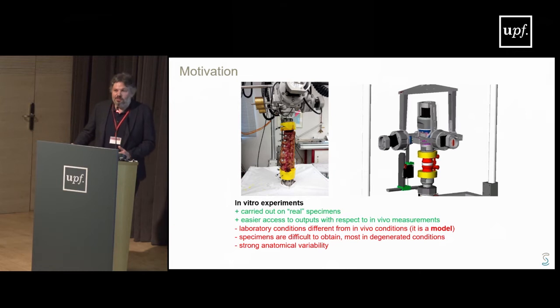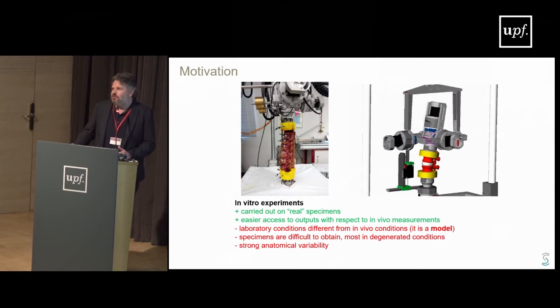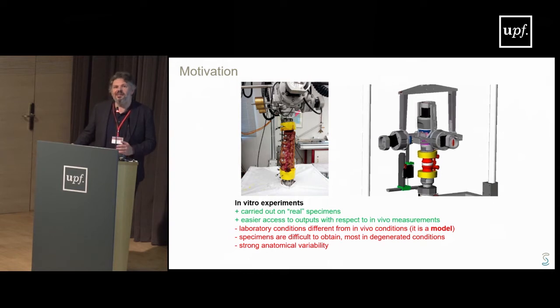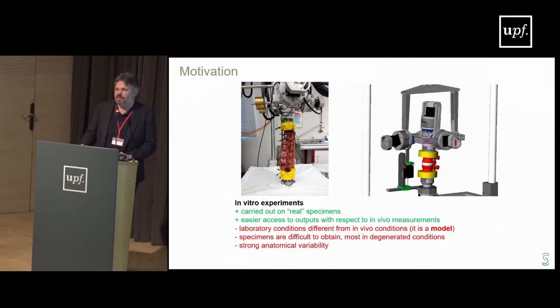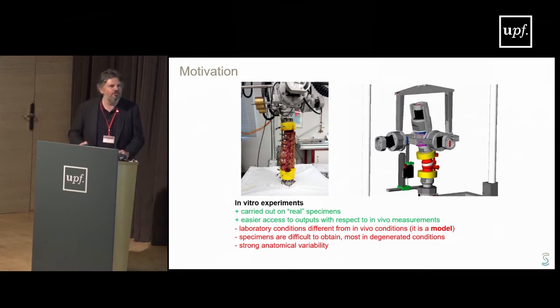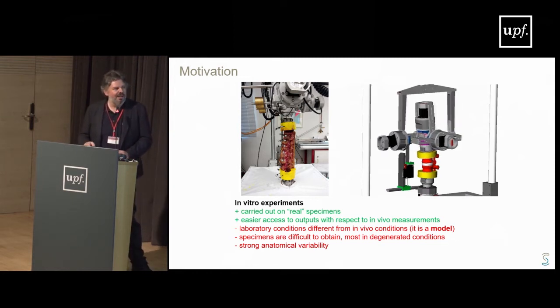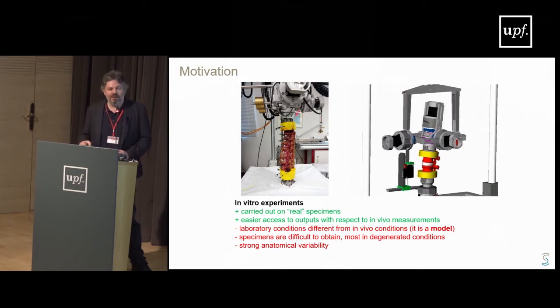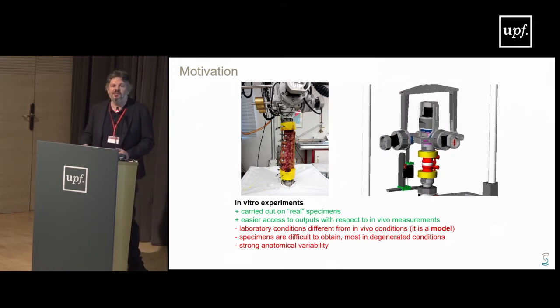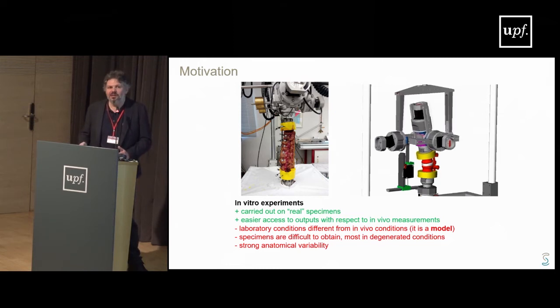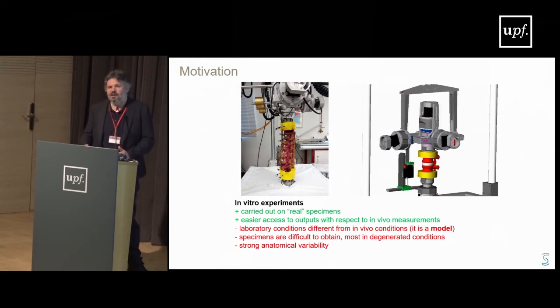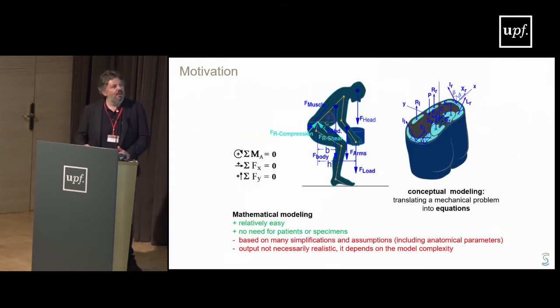And most of the specimens that you get are in degenerative conditions. If you need healthy discs, you order 15 spines, you probably get 10 spines in very degenerative conditions and 5 which are actually in a good condition. So you don't really have much control on what you get. And the other thing is that there is strong anatomical variability. The specimens might be really different from one to the other, and this can create reproducibility issues.